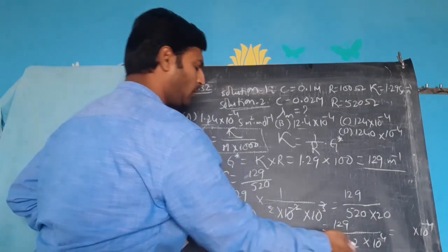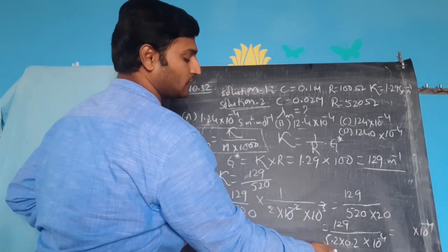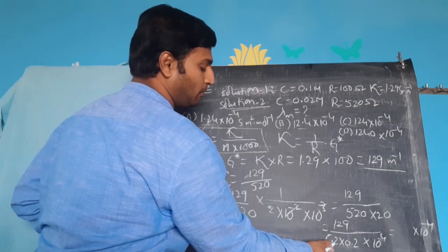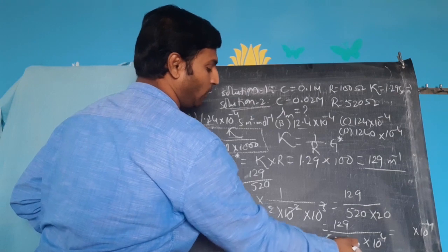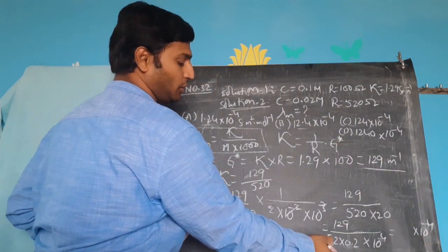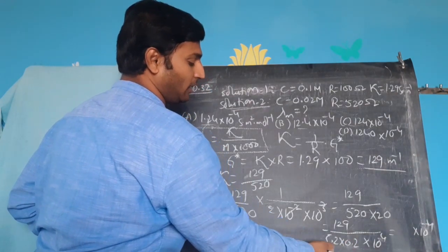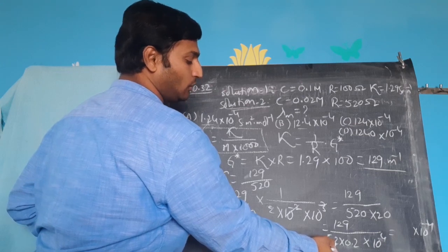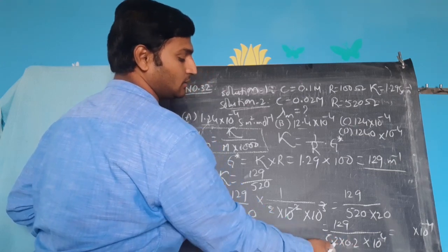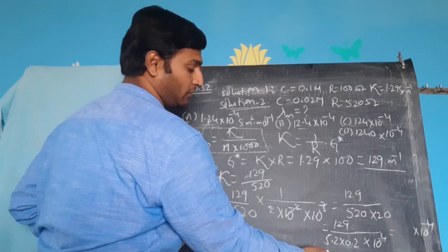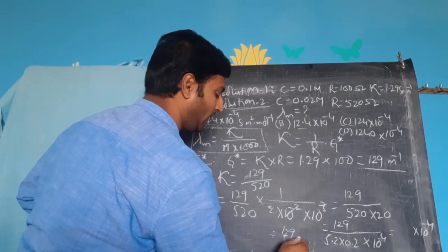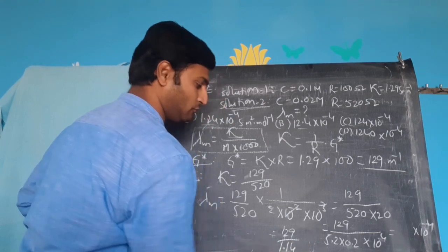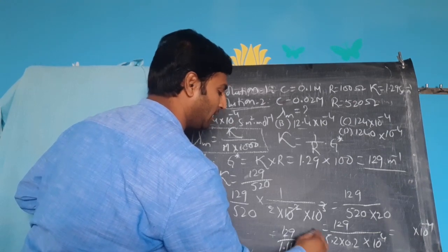Either way you can do. Now you have got 5.2 into 0.2. What will you get out of this? It's going to be 52 into 2 which is 104 actually. So 2 decimals, so you are going to get 1.04. Now you are left with 129 by 1.14 into 10 power minus 4.